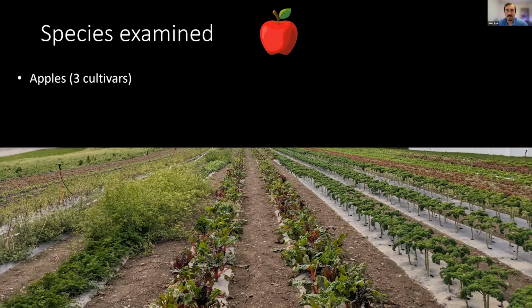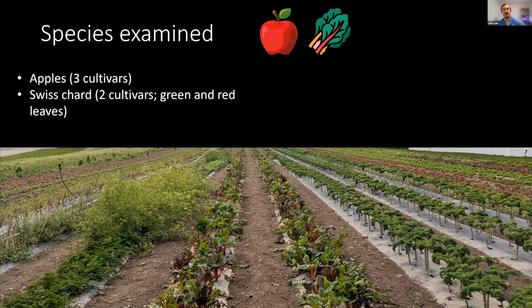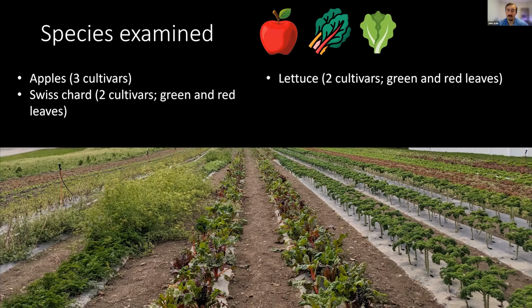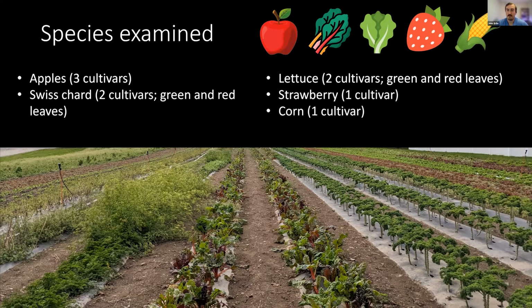So we examined a handful of species. We looked at 3 different cultivars of apples, and 2 cultivars of Swiss chard, which you can see in the middle on the bottom, green and red leaf type Swiss chard. Lettuce, 2 cultivars, green and red leaf, is on the very right-hand side, a little bit blurry, in the photo below. We also looked at 1 cultivar of strawberries and 1 cultivar of corn.